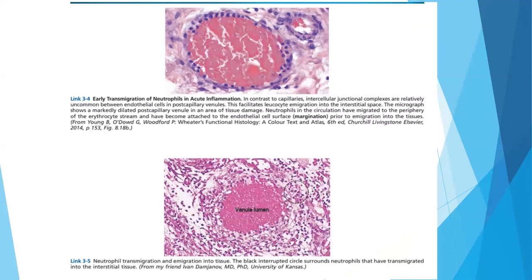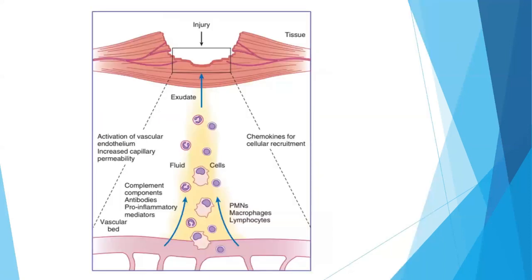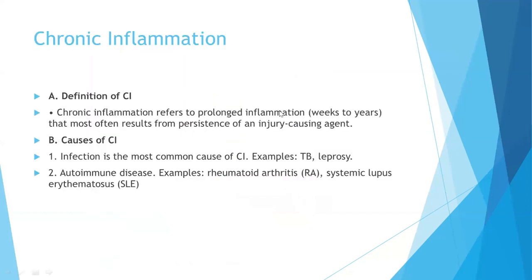Here you can see the early transmigration of neutrophils in acute inflammation and the neutrophil transmigration and immigration into the tissue. Here we can see, whenever there is a tissue injury, it causes activation of vascular endothelium and there is increased capillary permeability and there is the release of chemical mediators for the cellular recruitment, and then the neutrophils, macrophages, and lymphocytes, they all travel to form an exudate here. Now, that was all about acute inflammation.